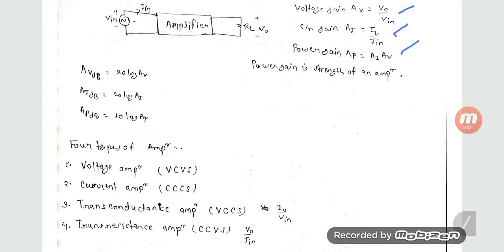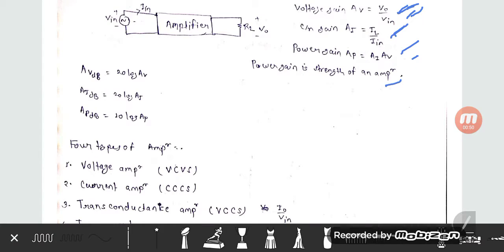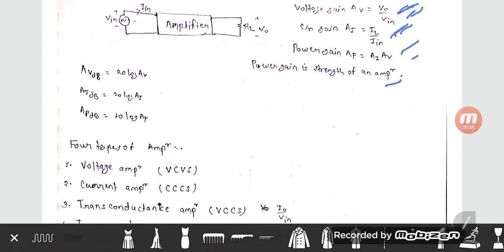be power gain. So any gain or amplification factor is the ratio of the output quantity divided by the input quantity. So for voltage gain, output voltage divided by input voltage. To calculate current gain, we calculate output current divided by input current, and to calculate power gain, we multiply both current and voltage gain. So power gain is the strength of an amplifier. So basically, this Av, Ai, meaning voltage gain, current gain, or power gain, are in ratio form.